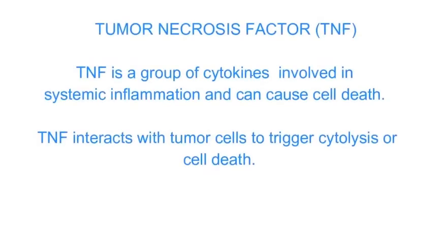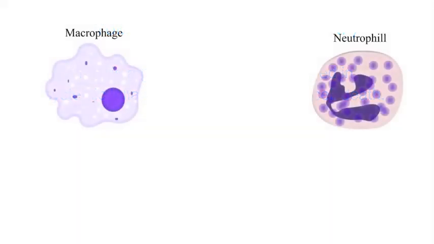Tumor necrosis factor. Tumor necrosis factor is a group of cytokines involved in systemic inflammation and can cause cell death. Tumor necrosis factor interacts with tumor cells to trigger cytolysis or cell death. Tumor necrosis factor is produced chiefly by macrophages. In inflammation, this tumor necrosis factor binds to neutrophils and induces inflammation.